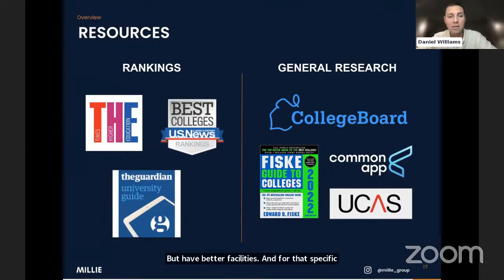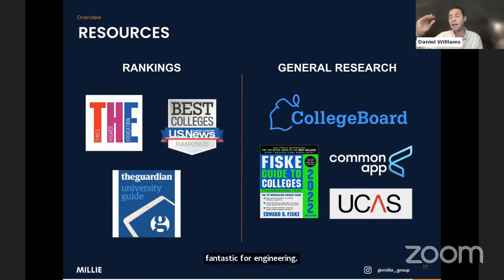So a few come to mind: Purdue University, University of Michigan at Ann Arbor, right? UIUC is fantastic for engineering, even though on the overall ranking, they might be slightly lower. For engineering, they're higher than the Ivies.